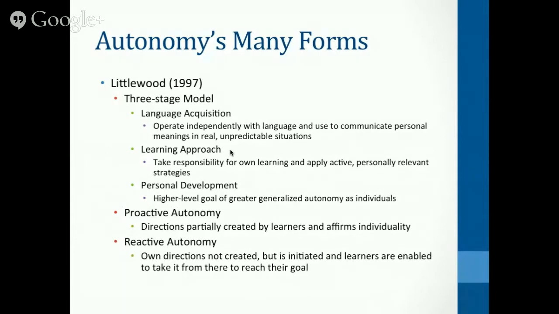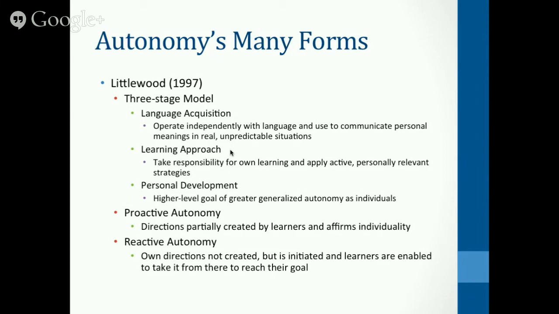Basically, the difference is that with proactive autonomy, you create your own directions. You're given a task as a learner, and then you have to at least partially create those directions of where you're going to go. So this affirms individuality by making it so you can put more of yourself into that task and into the creation of the task.